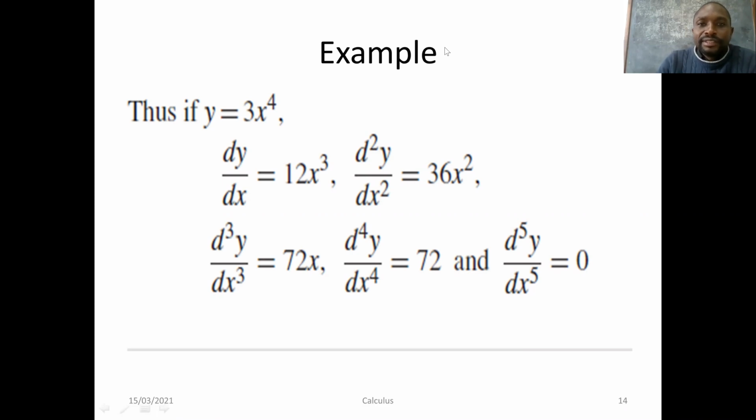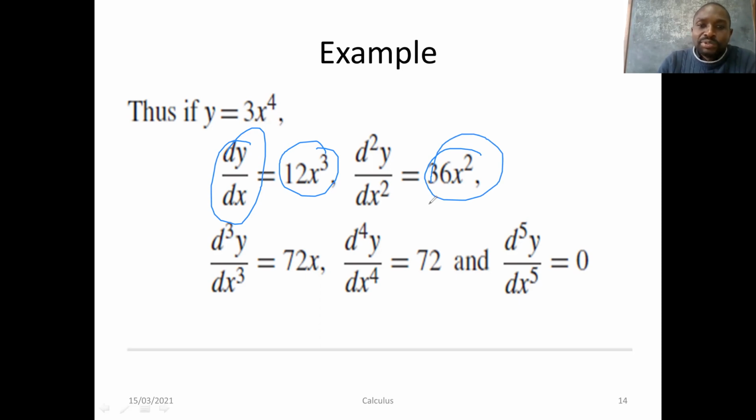Suppose you have y equals 3x to the power 4. When we differentiate this, the first derivative of this, dy over dx, it will be 4 multiplied by 3, which is 12x, 4 minus 1, which is x to the power 3. That's the first derivative. If we differentiate this first derivative a second time, we're going to have 3 multiplied by 12, which gives you 36, and then 3 minus 1 there, giving you x to the power 2. So this becomes the second derivative of the function y equals 3x to the power 4.